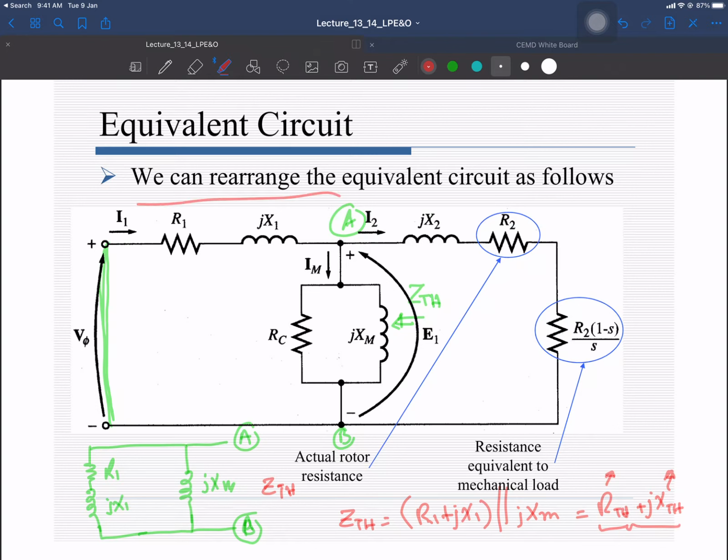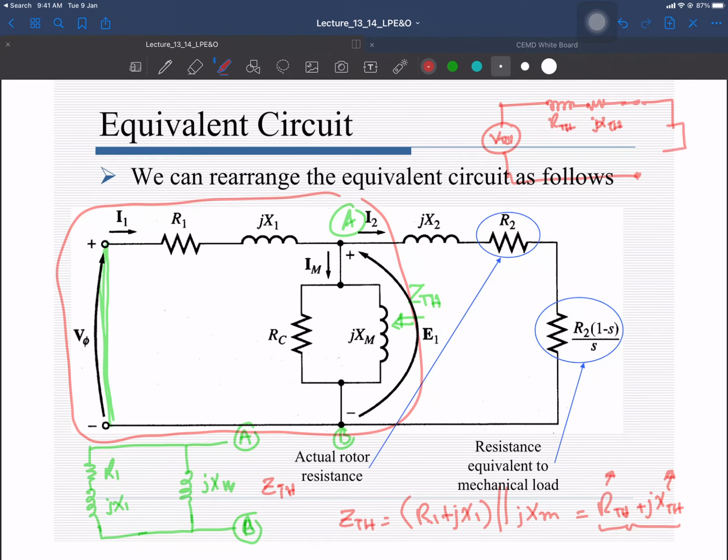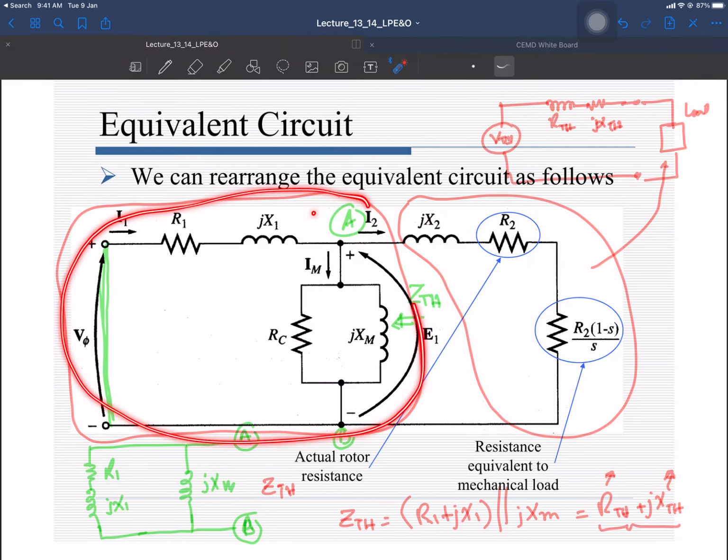So you can represent this circuit now like this: you have the V Thevenin that we calculated previously, and then we have calculated Z Thevenin, which consists of R Thevenin and jX Thevenin. We are going to connect the load over here, and the load is the rotor part. This circuit is going to act as the load, and the rest is represented with the help of this Thevenin equivalent circuit, right? So the Thevenin equivalent circuit is very useful to analyze your induction motor circuit.